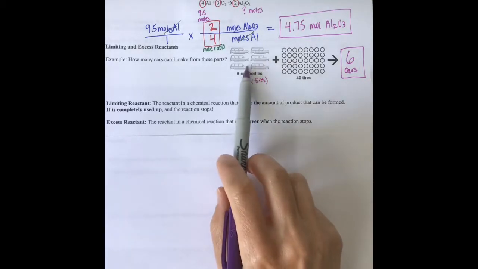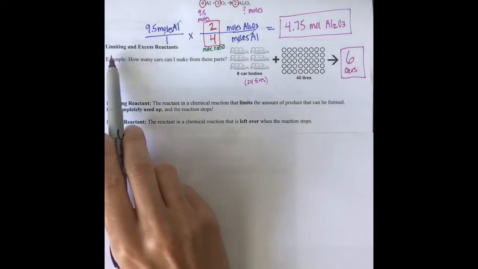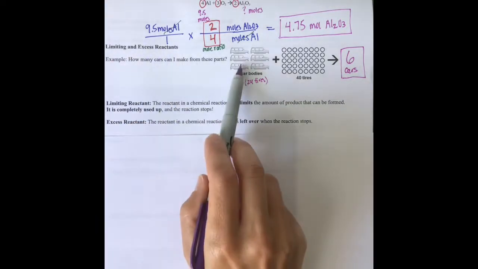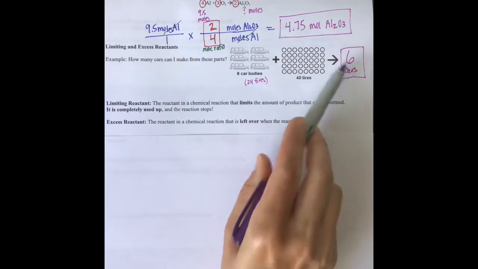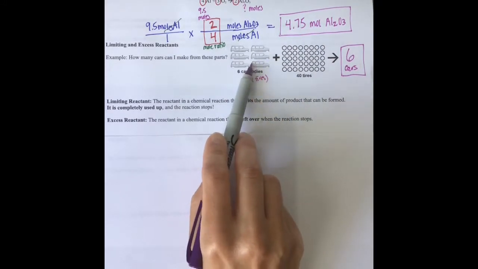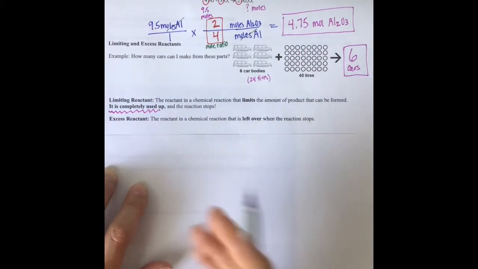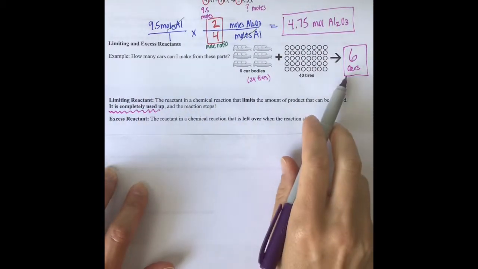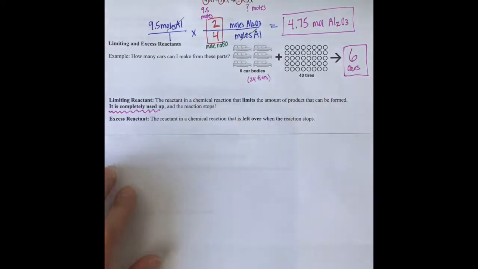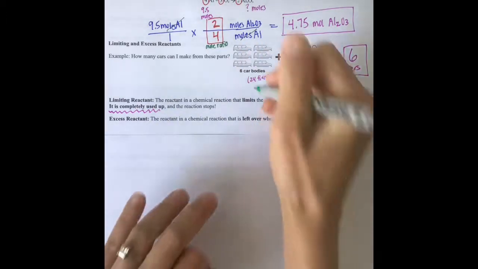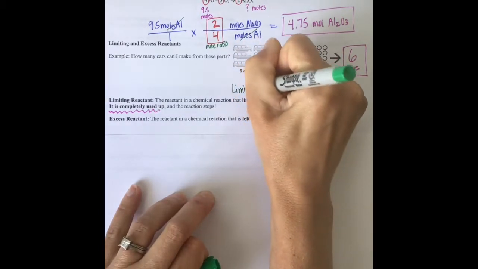Well, why can't I make any more cars? What stops me from making a 7th car or an 8th car? What stops me is that one of my reactants ran out. And that's what a limiting reactant is. It limits the reaction. I cannot make any more because one of my reactants is completely used up, and it makes the reaction stop. I can't make any more of my product. Okay, so I'd like you to label your car bodies as the limiting reactant.